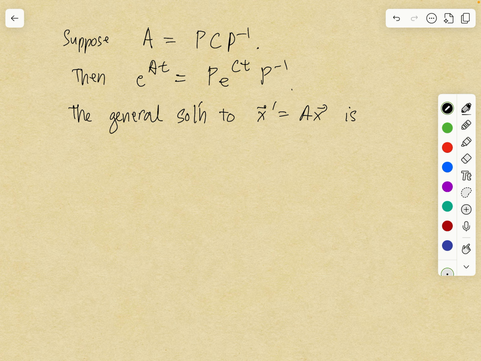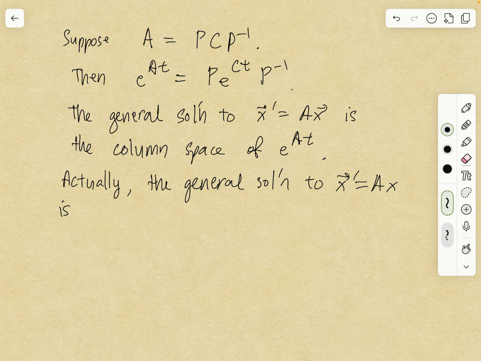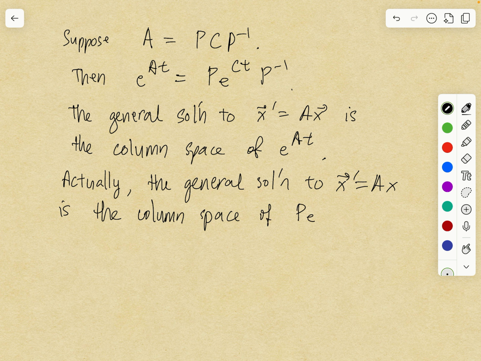So in linear algebra, what do you call the span of the columns of a matrix? It's the column space of the matrix. So the general solution to x prime equals Ax is the column space of e to the At. Now there's a key fact. This is a useful thing to keep in mind, because the general solution to x prime equals Ax is also the column space of P e to the Ct.